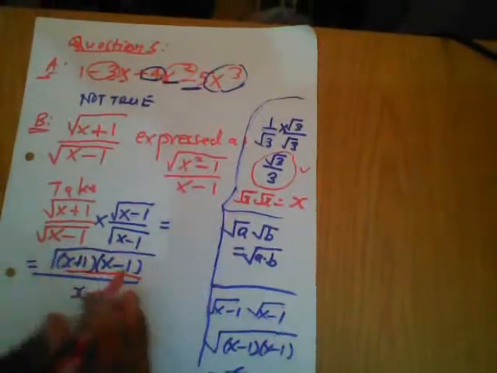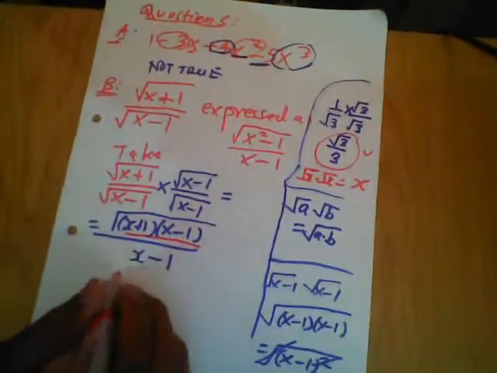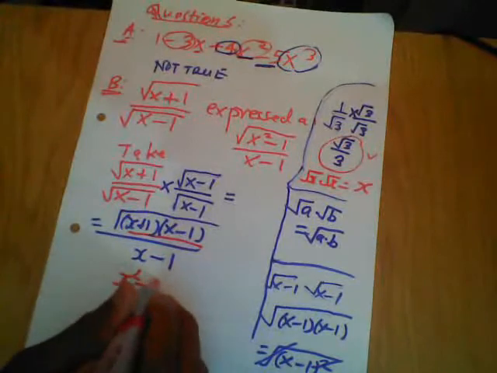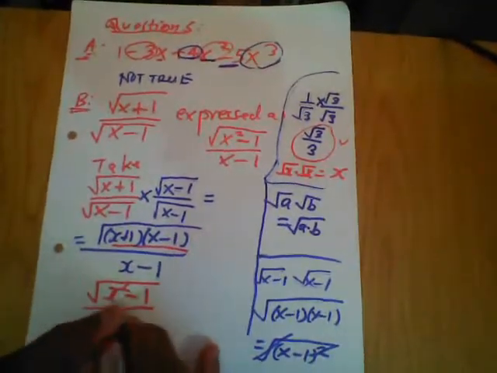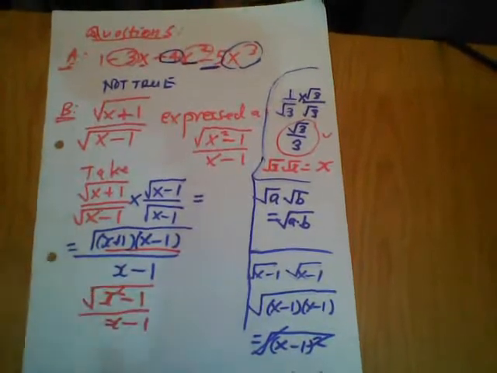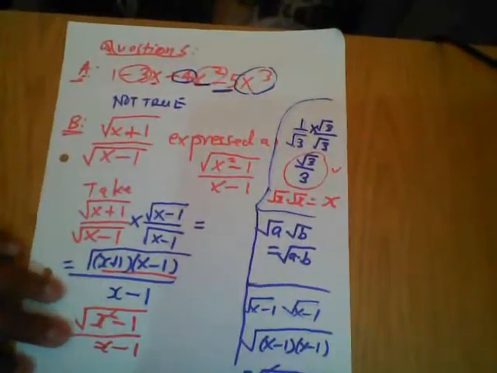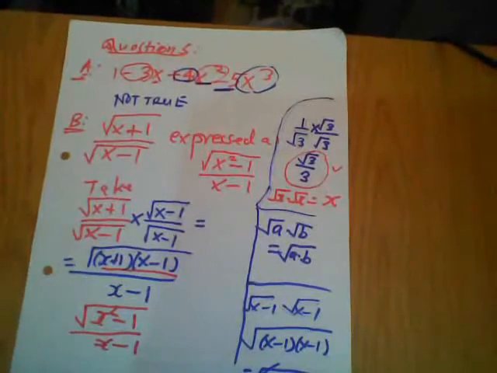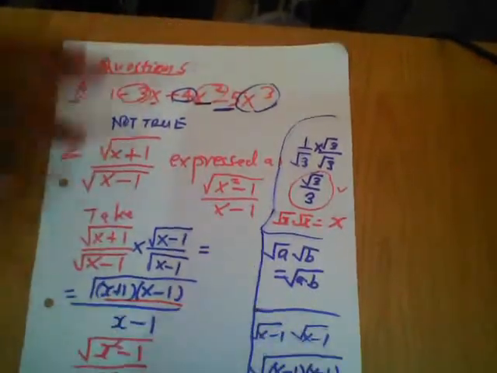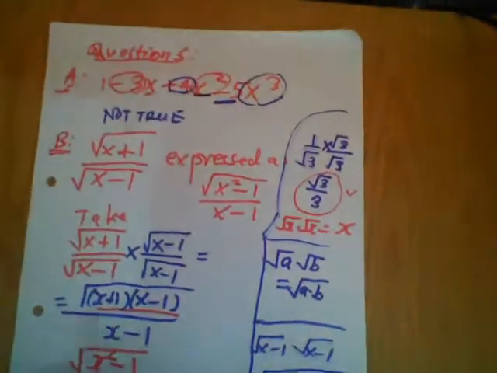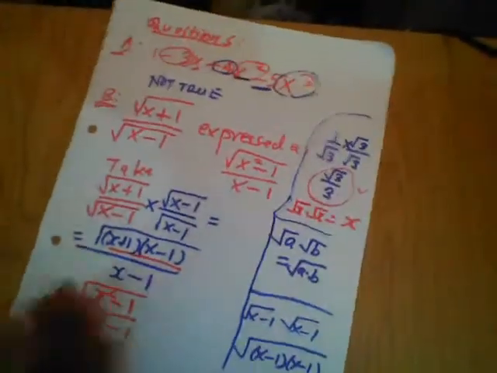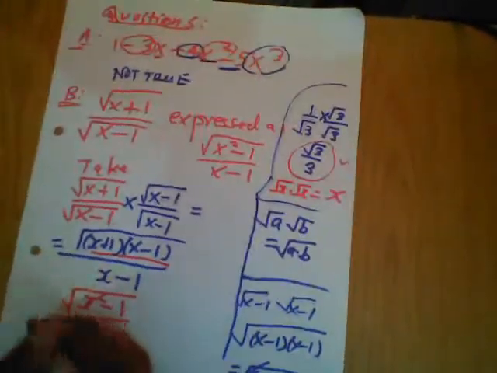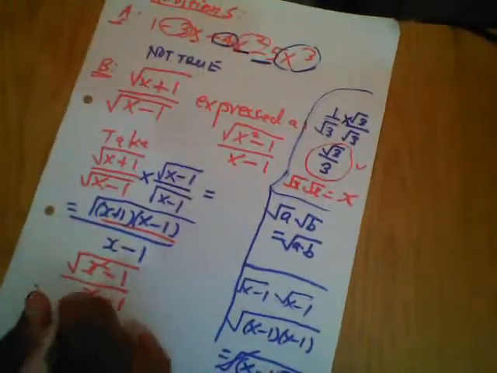So from different terms to a square, if I have x plus 1 times x minus 1, it's the same as x squared minus 1 squared, which is 1, and the denominator we have x minus 1. So for that case, it's true. You see, it's true that the expression given can be expressed as that one. So the second one is true. B is true.